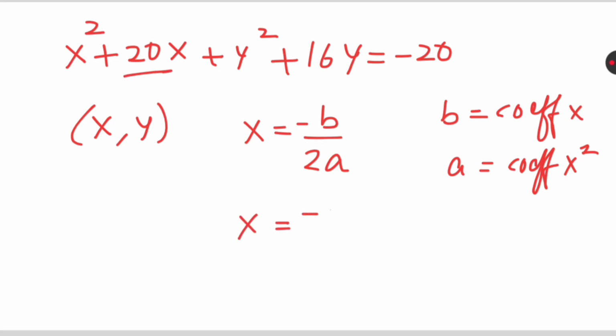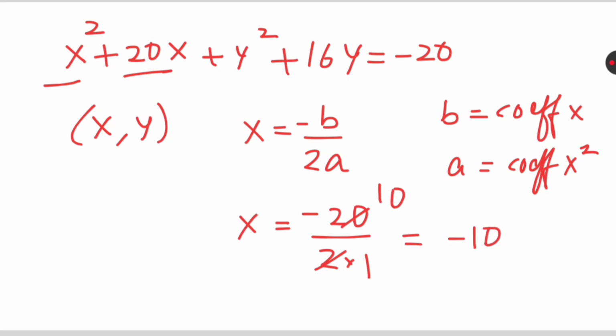So then x equal to, what is b? Coefficient of x, which is minus 20 over 2 times a, which is nothing but coefficient of x power 2, which is 1. So after getting cancelled, we are left with only minus 10 here. That is the x value. Let's go find the y value.